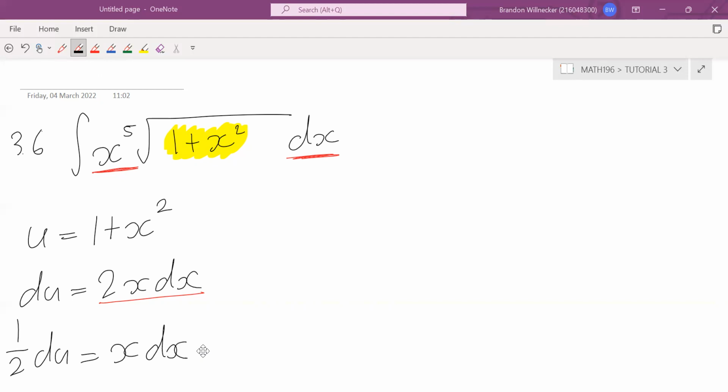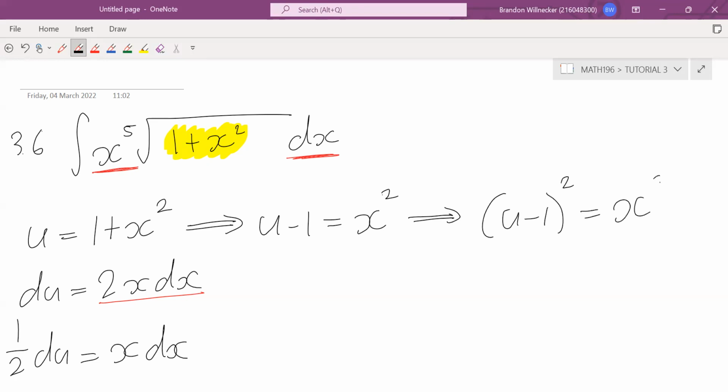Okay, we're still missing an x to the power 4. That's missing from our expression here. So how can we get x to the power 4 so that we can multiply it by x to get x to the 5? Well, we do that by looking at our expression in terms of u. So if u is equal to 1 plus x squared, then u minus 1 is equal to x squared. But if u minus 1 is equal to x squared, then u minus 1 squared is equal to x to the 4. And that is exactly what we needed.